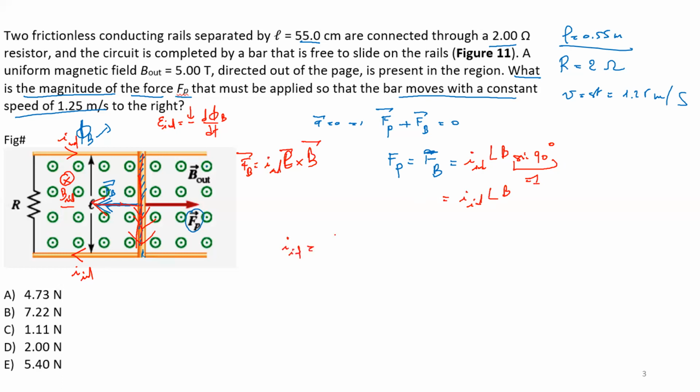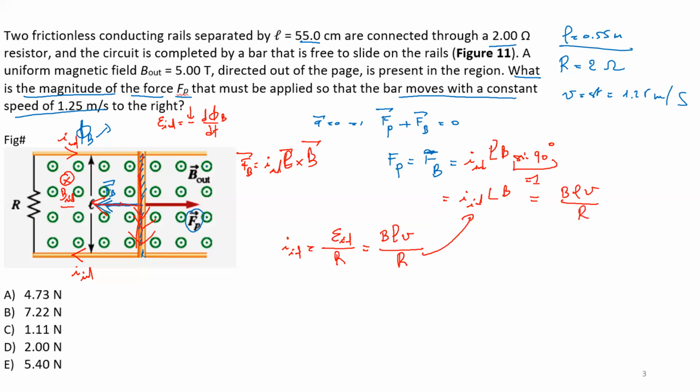Now, what is I induced? We already calculated this. This is, of course, EMF induced divided by the resistance of the circuit. But what is the EMF induced? You can use Lenz's law and you can use the formula sheet. EMF induced is just Faraday's law, B L V. We already demonstrated this in class, divided by R. So I take this and I just plug it here. So I will have B L V divided by R multiplied by L B.